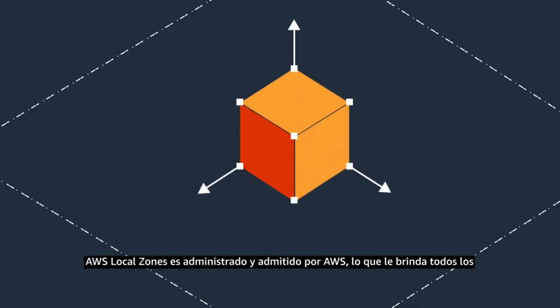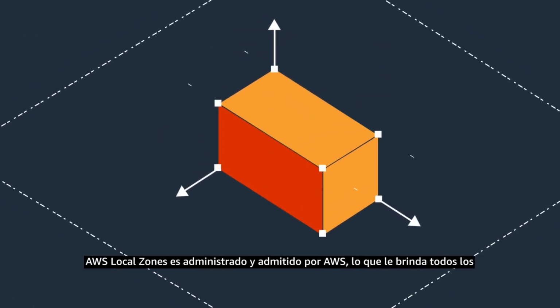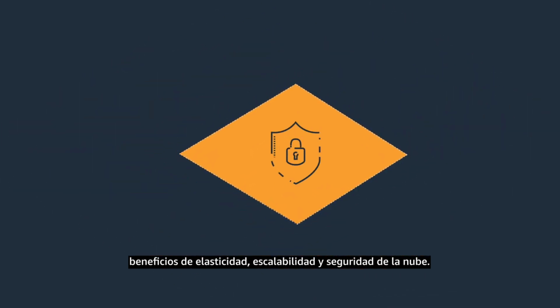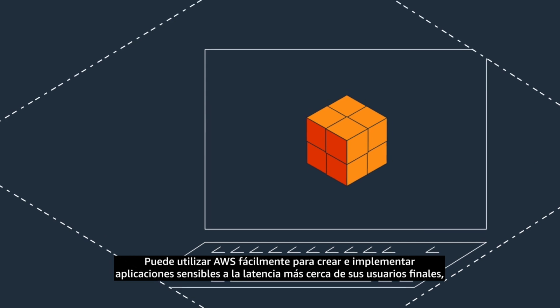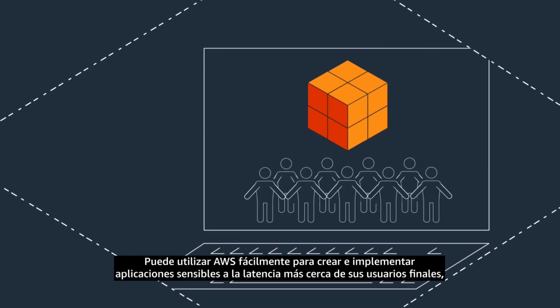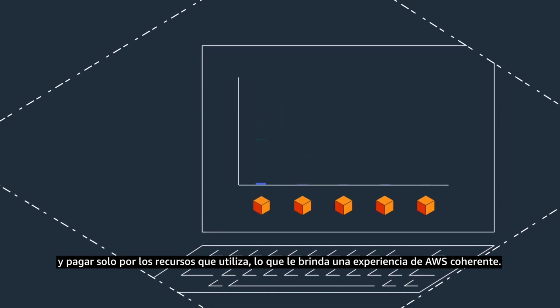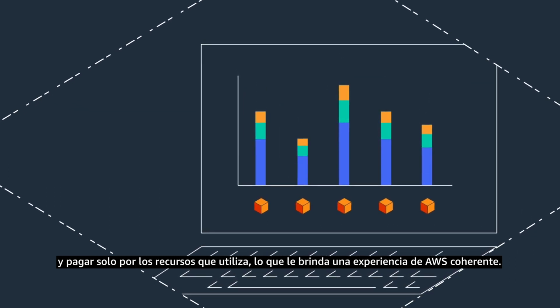AWS Local Zones are managed and supported by AWS, bringing you all of the elasticity, scalability, and security benefits of the cloud. You can easily use AWS to build and deploy latency-sensitive applications closer to your end users, scale them up or down, and pay only for the resources you use, giving you a consistent AWS experience.